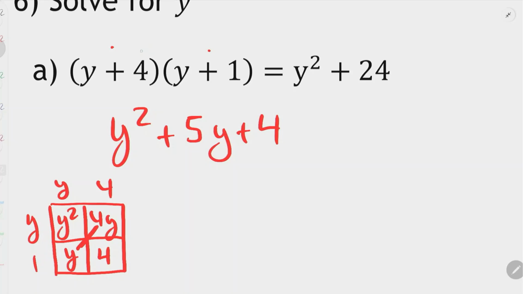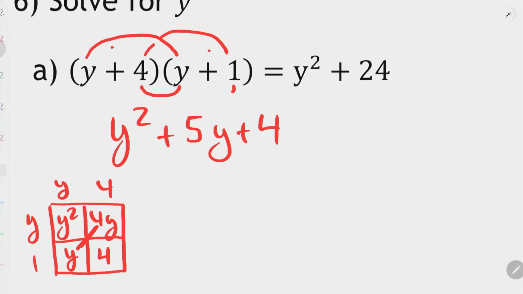And we've seen that there are shortcuts to this. Certainly I can multiply this first term times this first term and get the y squared. Then I can multiply the y times 4 and get 4y. And then I can multiply the 4 times the 1 and get that 4 at the end.